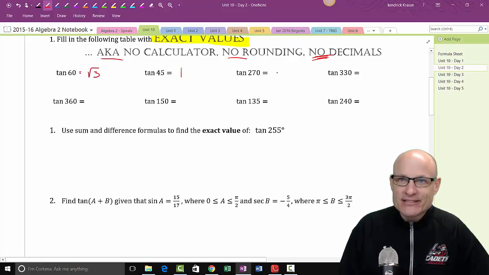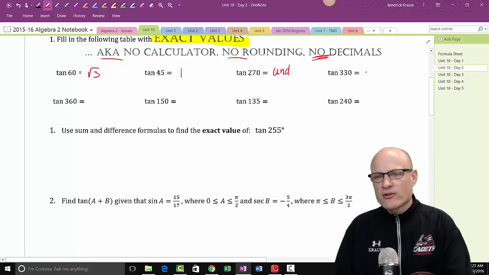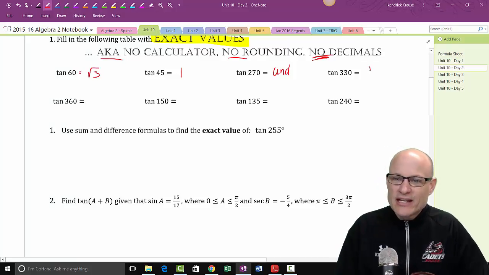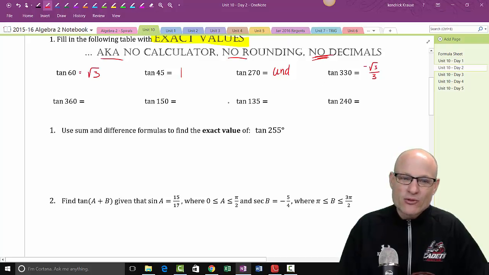Tangent 270. Let's see. Tangent is sine over cosine. Cosine of 270 is 0, so this would be undefined. Tangent of 330. 330 is a 30 degree angle. A 30-degree angle has a tangent of the square root of 3 over 3, but it's in the 4th quadrant, so it's negative. Tangent of 360, that would be 0 over 1. That would be 0.